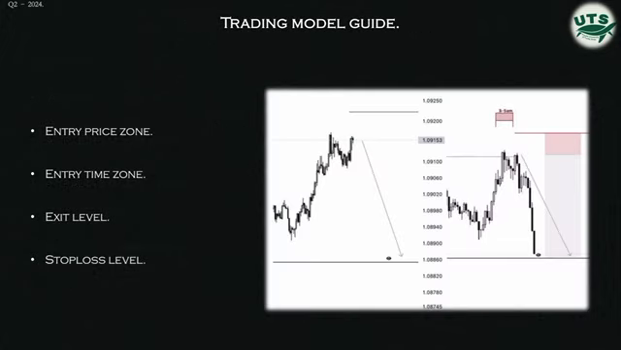A trade model guide. Every trade model boils down to these three things. Number one, an entry. Number two, an exit. And number three, a stop loss level. Entry, of course, can be both price and time.